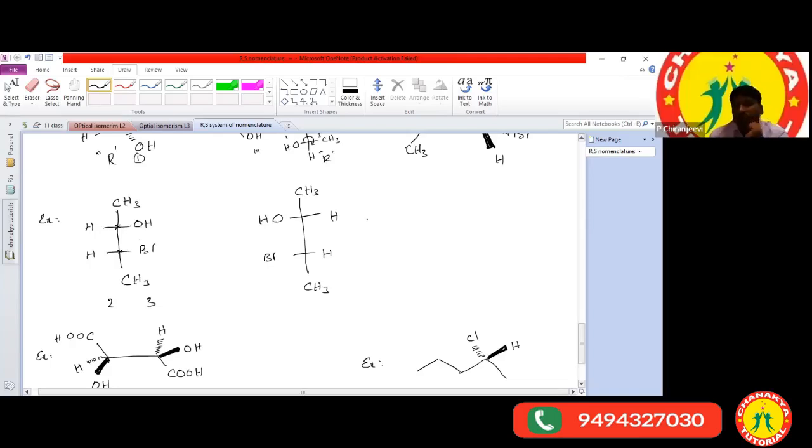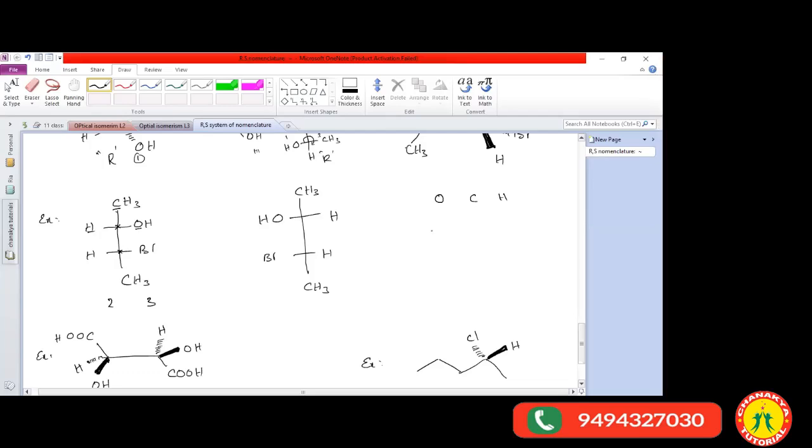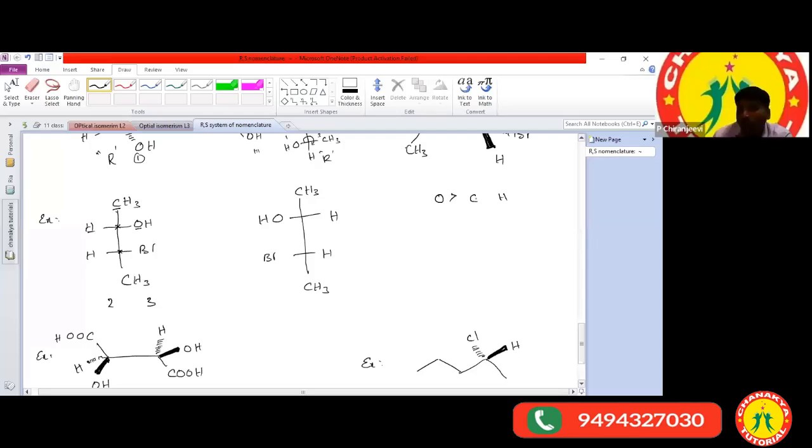So first of all, to make you understand, the starting elements are oxygen, carbon, hydrogen. That means we are taking the first three elements. Oxygen is there, carbon is there, hydrogen is there. Which one has the highest atomic number? Oxygen. Very good. So first priority we give to oxygen, after that carbon, after that hydrogen. So first priority I am giving to the OH.